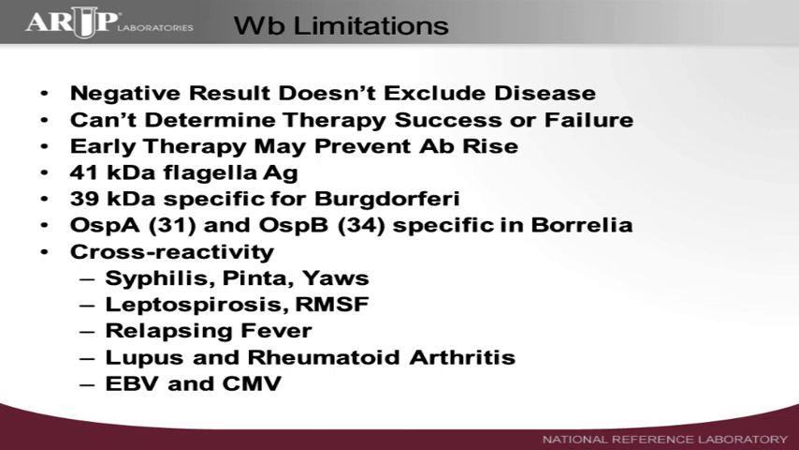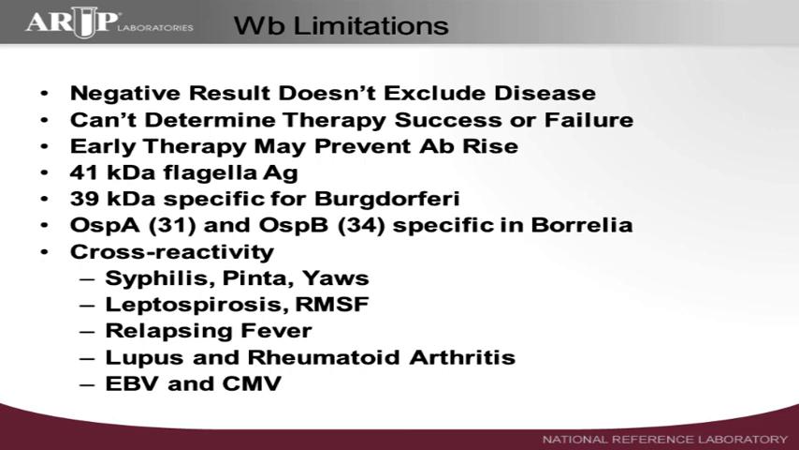41 kilodaltons of flagellar antigen, we see that one all the time. 39 is specific for Borrelia burgdorferi. The OspA at 31 kilodaltons, that's the vaccine. Then there was an OspB antigen, which are very specific for Borrelia.